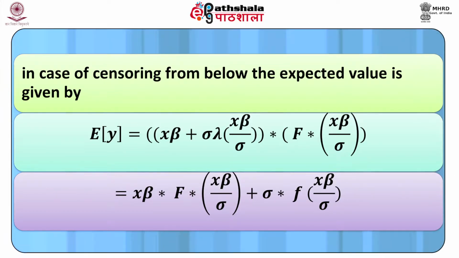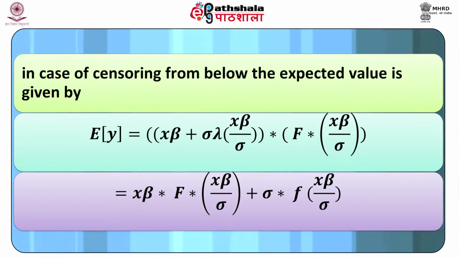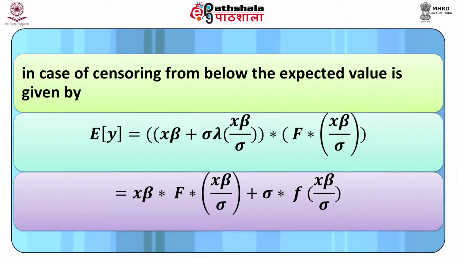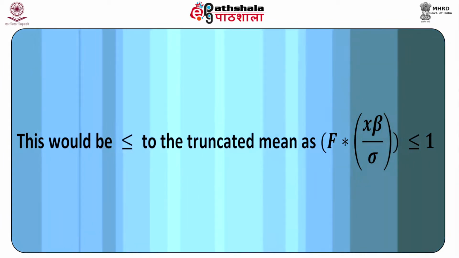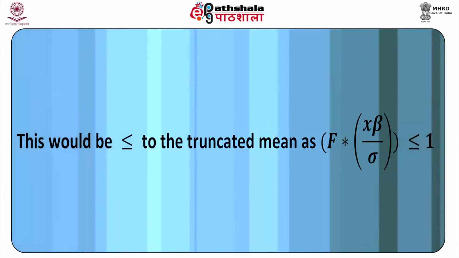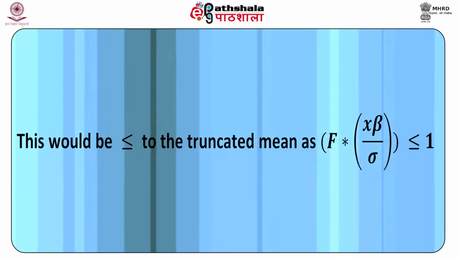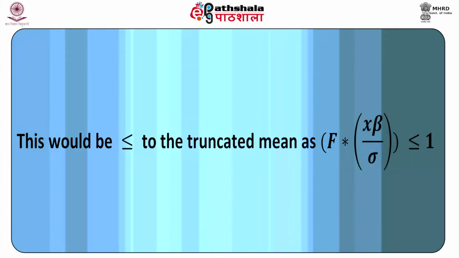Now this on simplification is equal to x beta into capital F of x beta upon sigma plus sigma into small f of x beta upon sigma. Now this would be less than or equal to the truncated mean, as capital F of x beta upon sigma is less than or equal to 1.